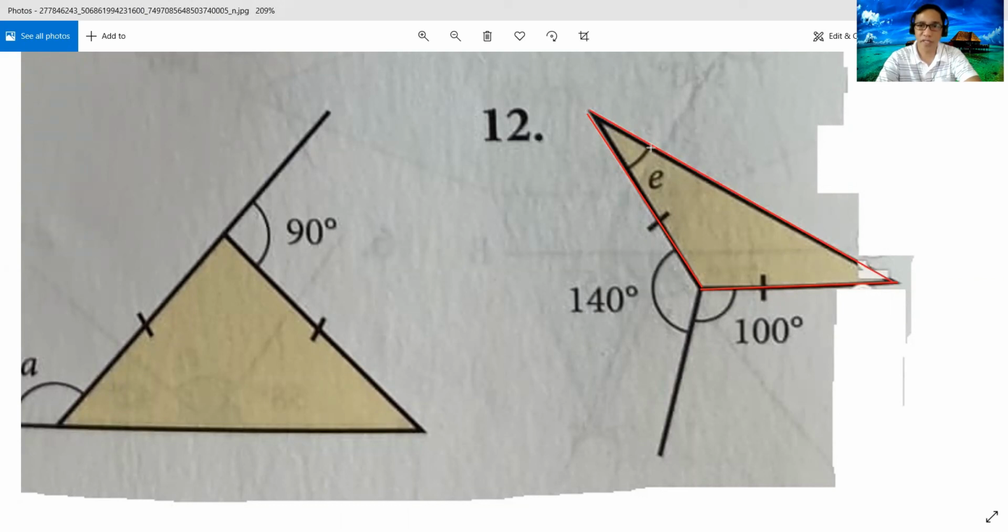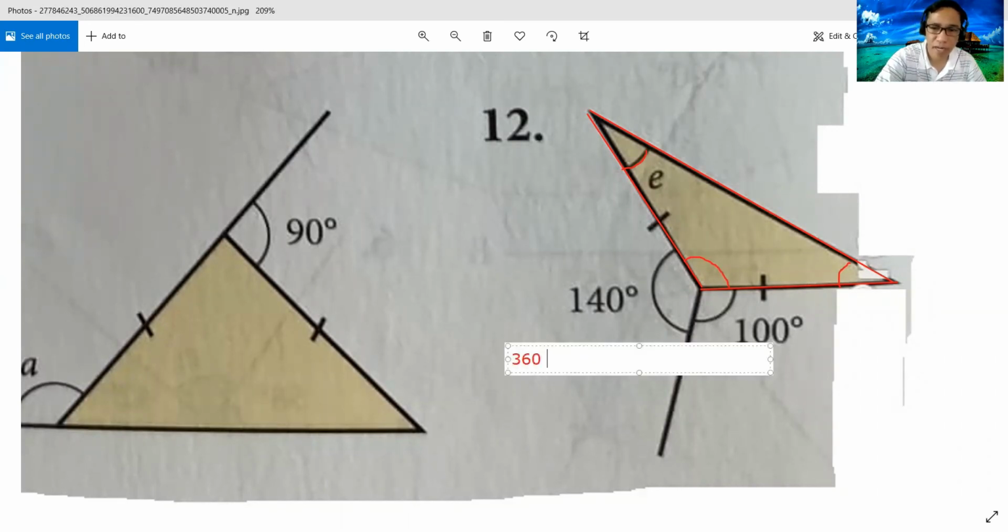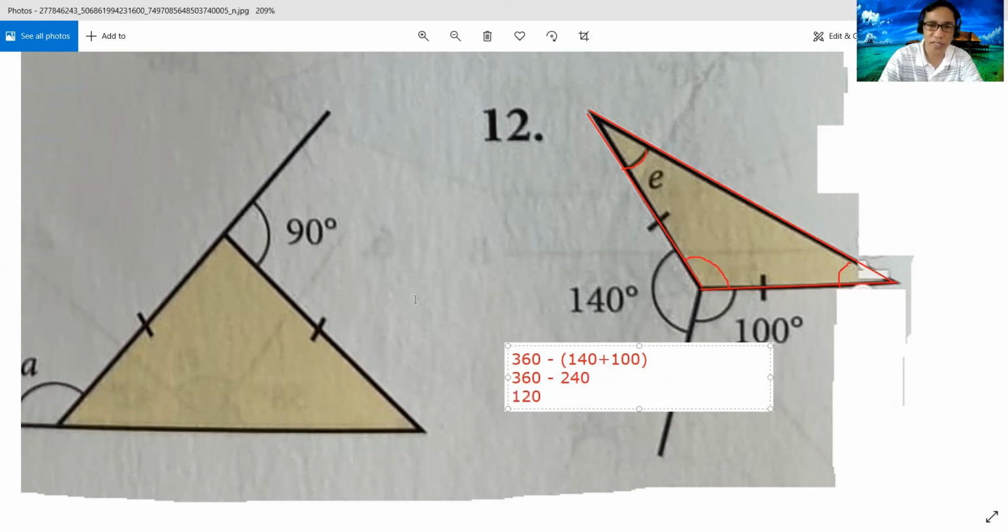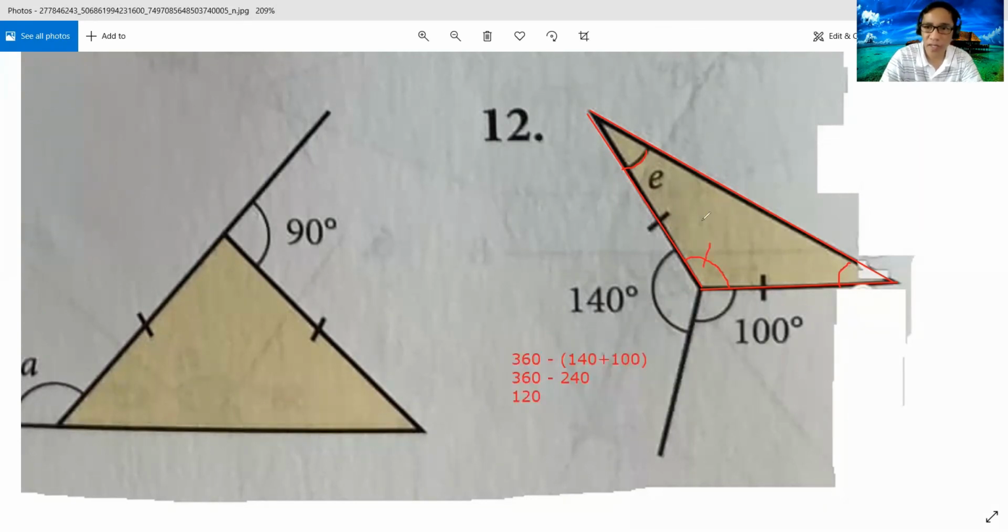For the last question, again, this side and this side are equal, and this triangle is an isosceles triangle. So this angle and this angle are the same. Remember, the circle has 360 degrees. All you have to do is 360 minus the sum of these two angles, that is 140 plus 100. 360 minus 240 is 120 degrees. So to get angle E, 180 minus 120 is equal to 60 degrees, and 60 divided by 2, because this angle and this angle are equal, is 30 degrees. Therefore, angle E is equal to 30 degrees.